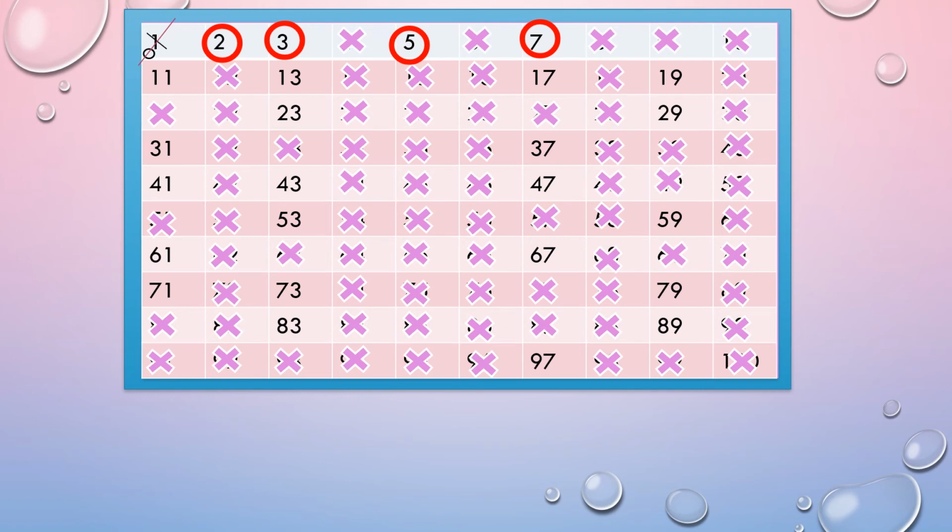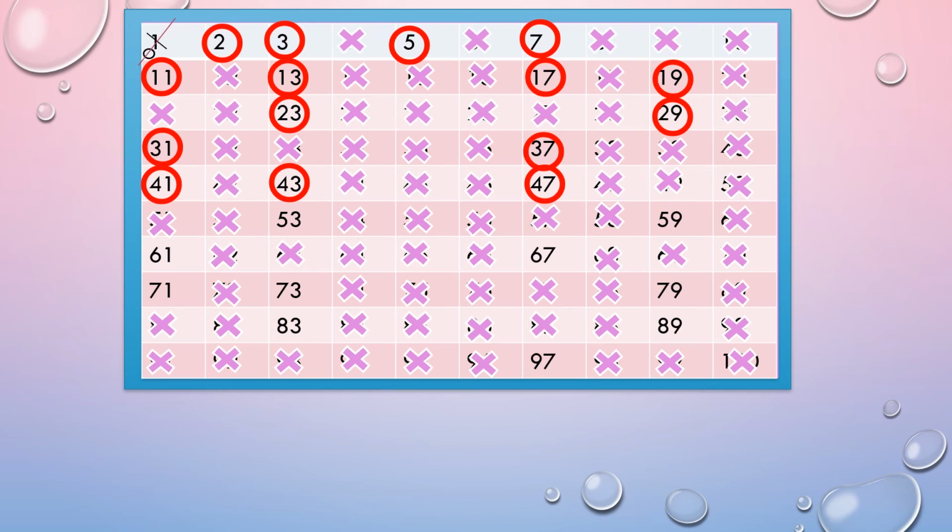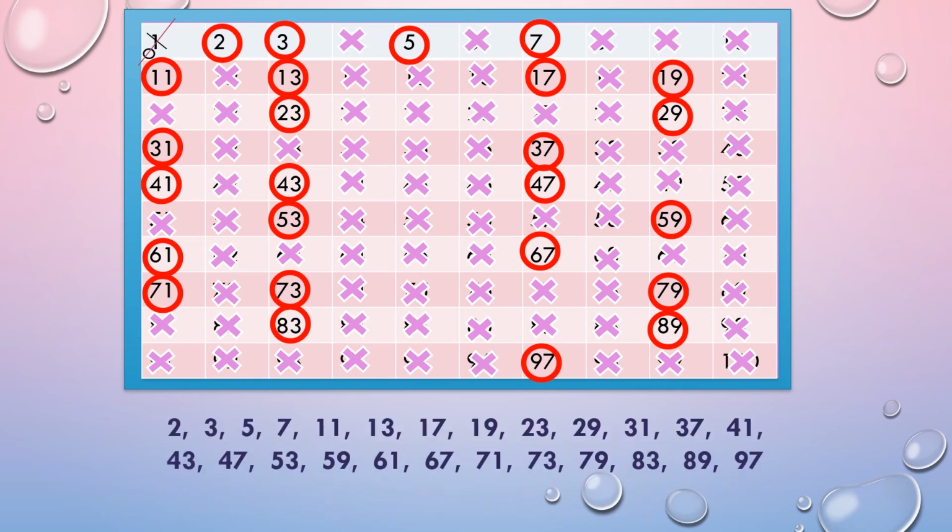2, 3, 5, 7 in the first row. Second row 11, 13, 17, 19. Next row 23, 29. Next row, 31, 37. Next, 41, 43, 47. Next row, 53, 59. Next row, 61, 67. Next, 71, 73, 79. The next row, 83, 89, and the last row, 97. So all the numbers that we have circled are the prime numbers.